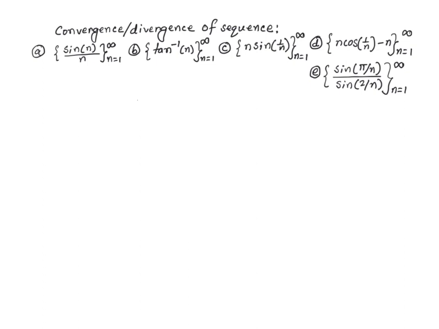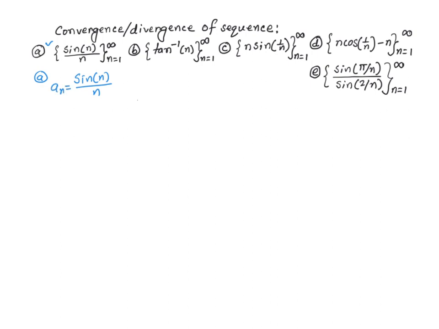In this video, I'm going to investigate the convergence/divergence of a few sequences. So let's start off with the first one. What is the nth term of this sequence? Sine n over n. So for A, we have sine of n over n. That's the nth term, right? So A sub n is equal to this.